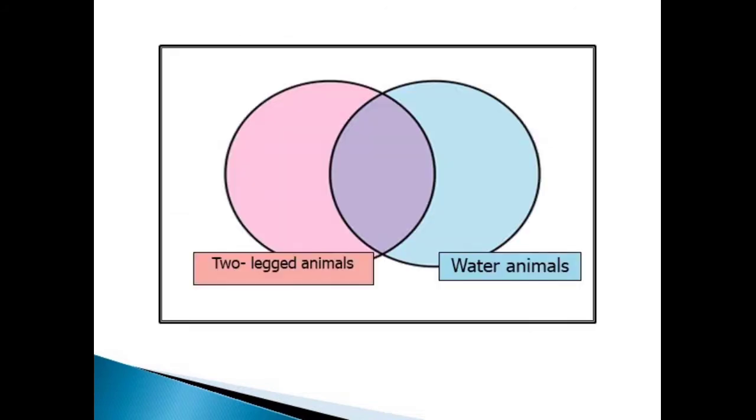Now, let's try to make a Venn diagram based on this. So our first circle is the set of two-legged animals, and our second circle is the set of water animals. Since penguin is both a two-legged animal and a water animal, we will put it on the overlapping part of the circle.